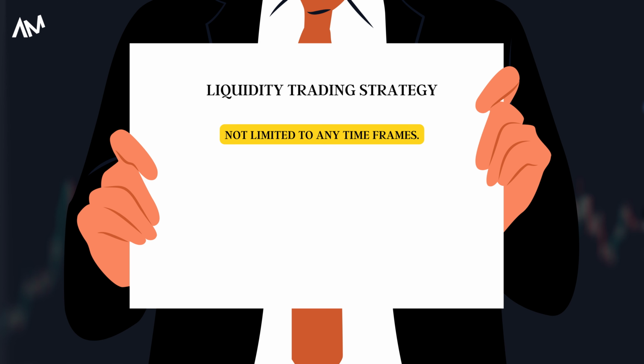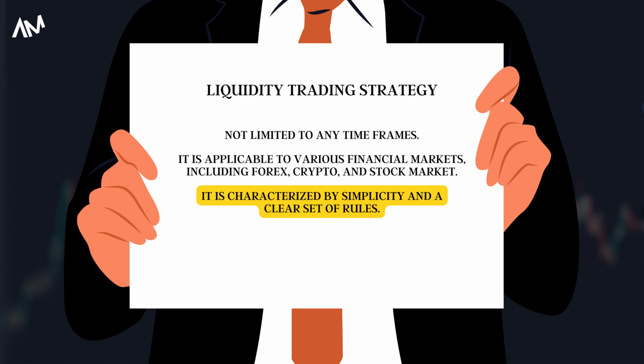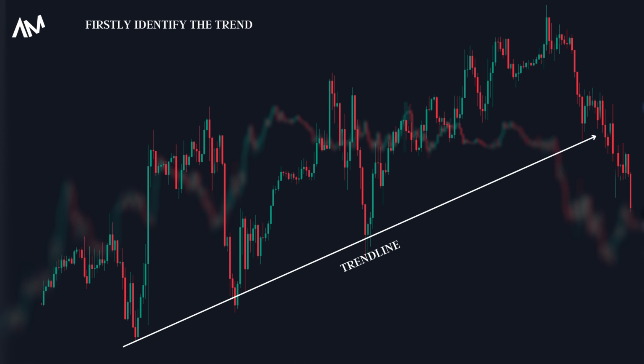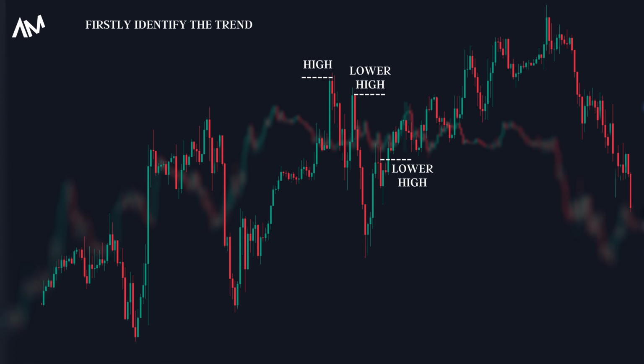This particular trading approach is not constrained by any specific time frames and may be applied in various markets, including Forex, crypto, and stocks. It comprises two fundamental steps. Initially, the trend is identified, which can be done in multiple ways. One simple approach is to employ a trend line, which links two or more price points and can assist in determining the trend's direction. An upward trend is created by connecting higher lows, whereas a downward trend is created by connecting lower highs. Another method for identifying the trend is to use moving averages.